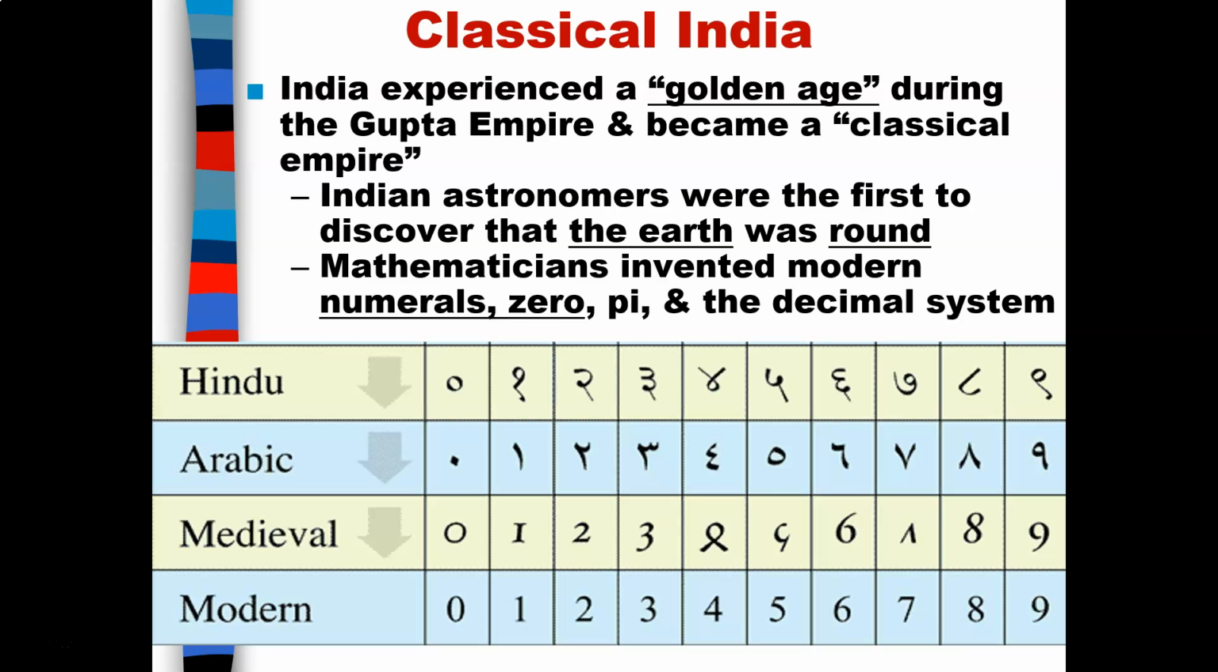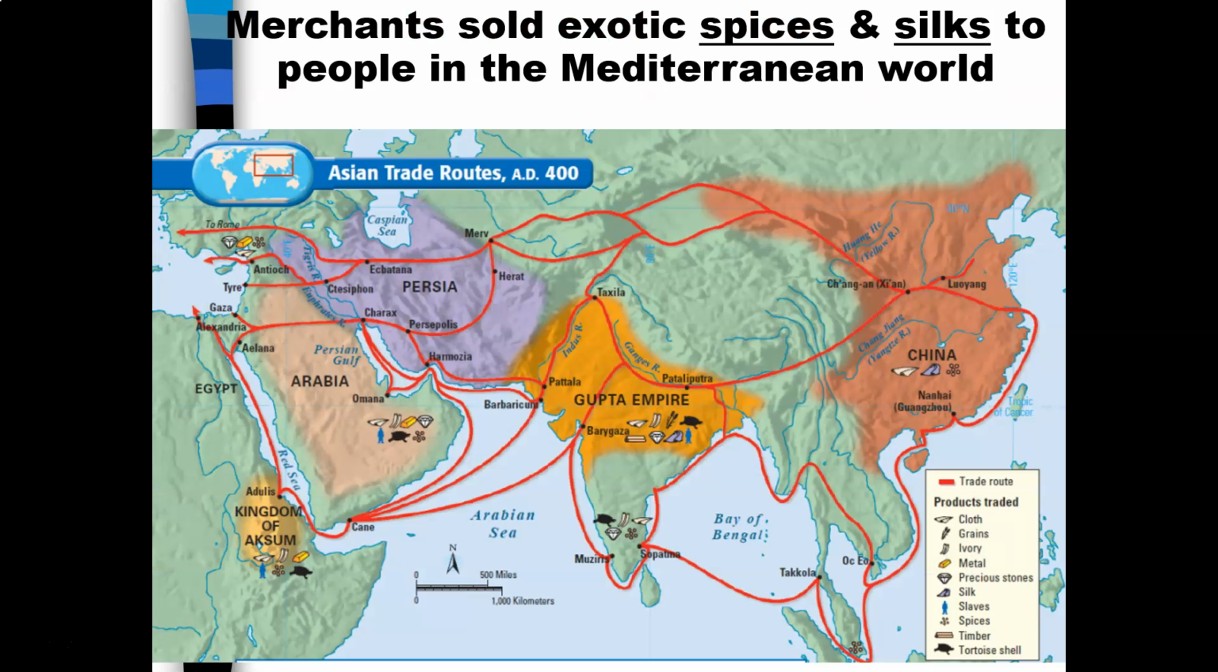Mathematicians invented modern numerals, 0, pi, and also the decimal system. This is very important because we use these concepts in mathematics, even in modern day. So classical India has played a significant role in world history. Merchants sold spices and silk to people in the Mediterranean world.